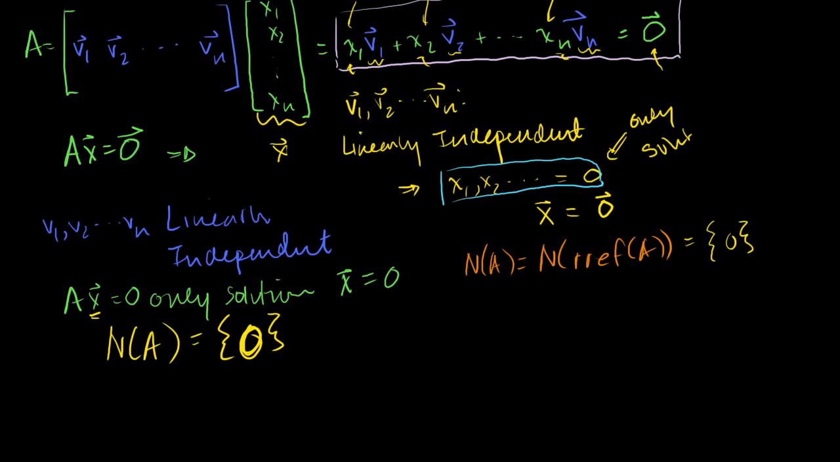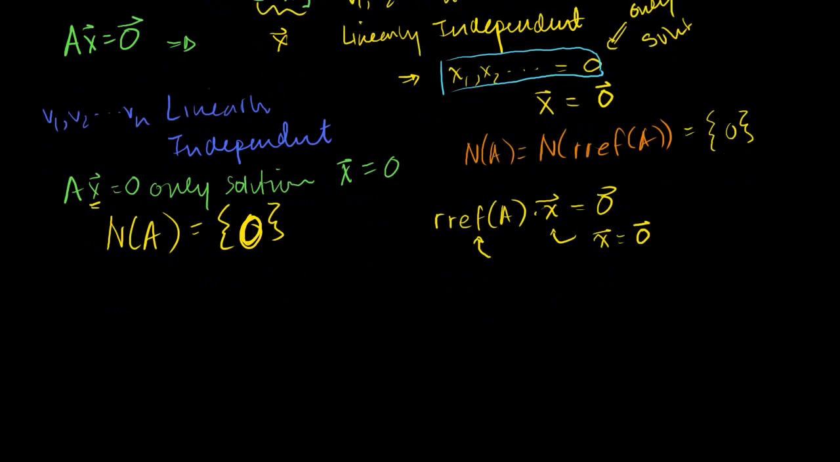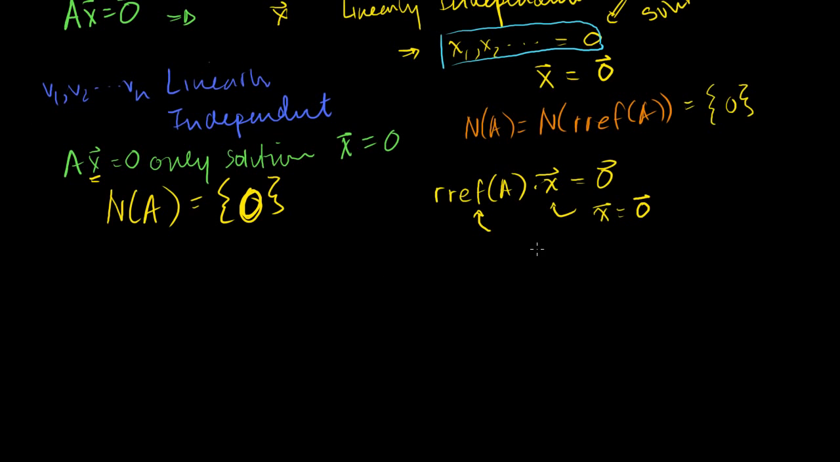And that means that if I take the reduced row echelon form of A, and I multiply that times x, or I want to solve this equation, the only solution right here is x is equal to the 0 vector. And if you think about what that means, if this is the only solution, that means that this reduced row echelon form has no free variables. It literally would just have to look like this. So this is x, x1, x2, all the way to xn.